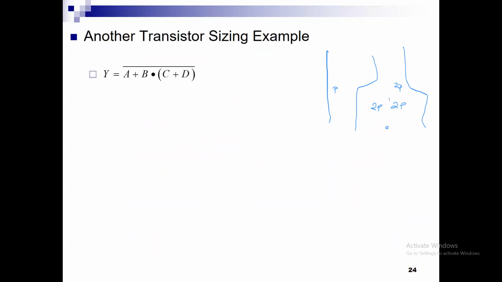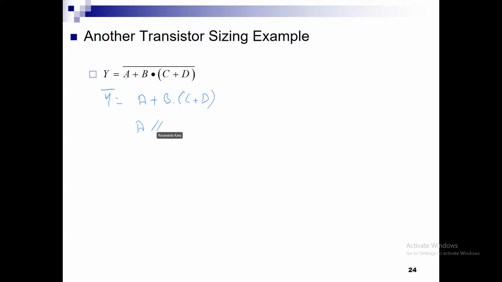Let us take this, this seems to be the dual problem. Now it gave me y equal A or B into C or D. So y bar is equal to A or B into C or D. So it's equal to A parallel to B series with C parallel to D.